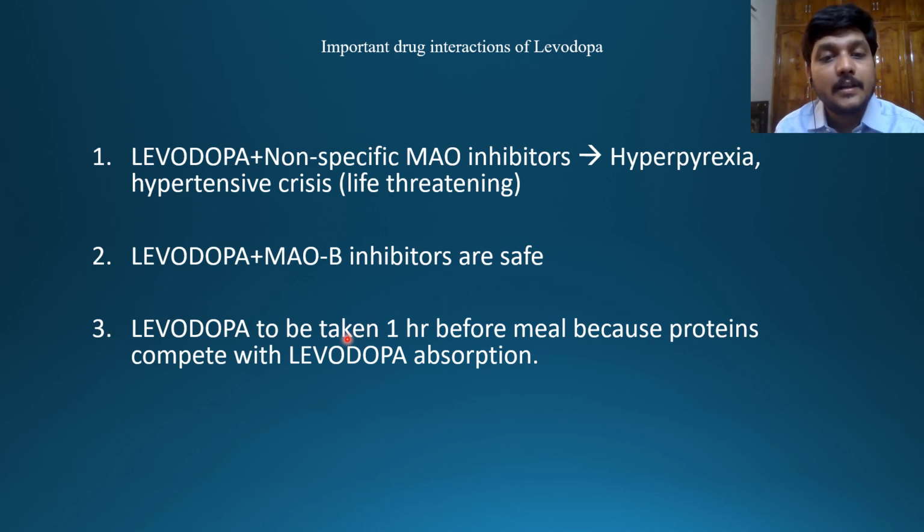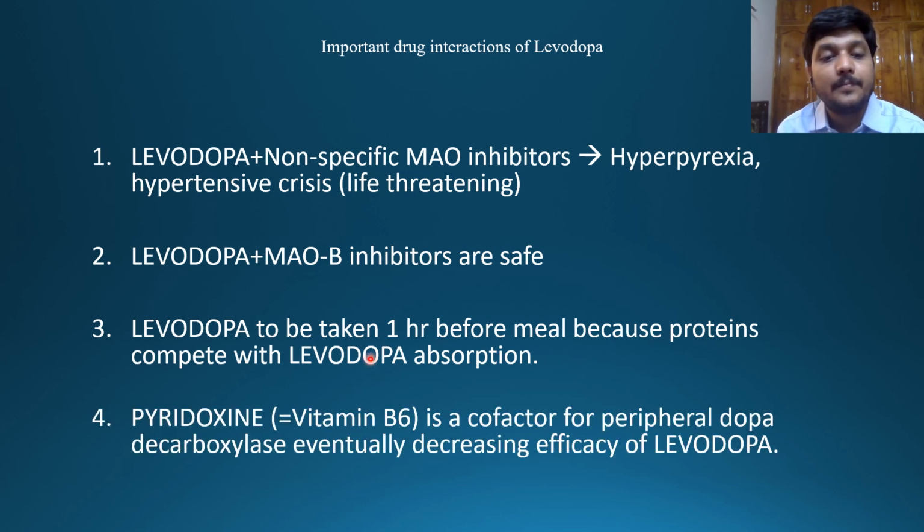Levodopa is to be taken at least 1 hour before meals, because in the routine meals we take, proteins compete with the absorption of levodopa. Pyridoxine is vitamin B6, which is a cofactor for peripheral decarboxylase enzyme. Eventually, it decreases the efficacy of the drug levodopa. That's why while giving any multivitamin supplements to a Parkinson disease patient, we have to make sure pyridoxine is avoided.